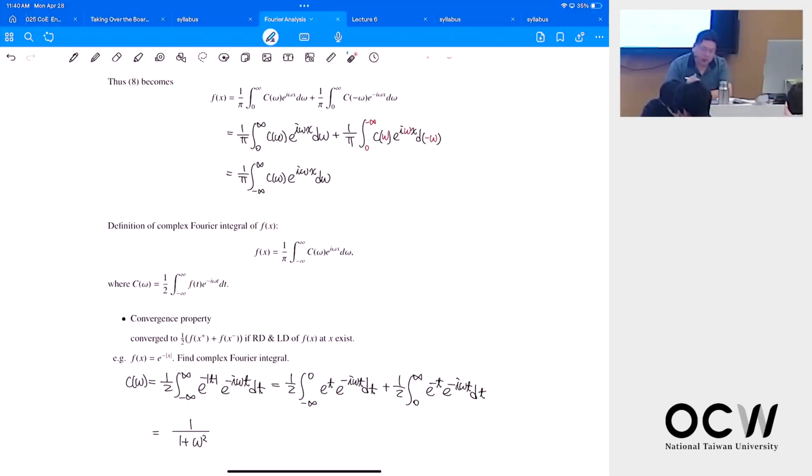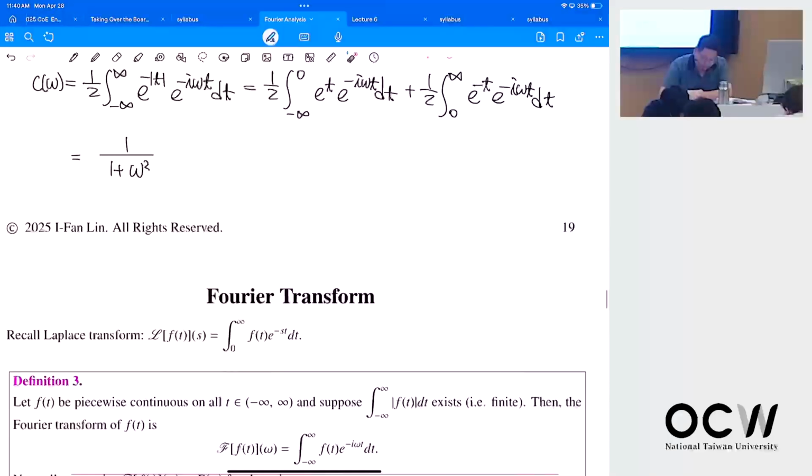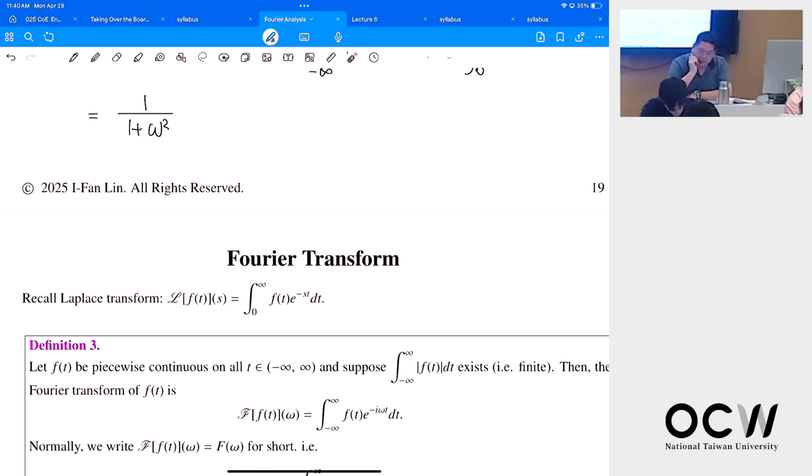Our last topic about the Fourier analysis is the Fourier transform. Remember when we learned about Laplace transform last semester, we have this form, e to the minus st. Now we just restrict this s domain, this s, to the imaginary axis. So on the imaginary axis, I have minus i omega. This is your Fourier transform.